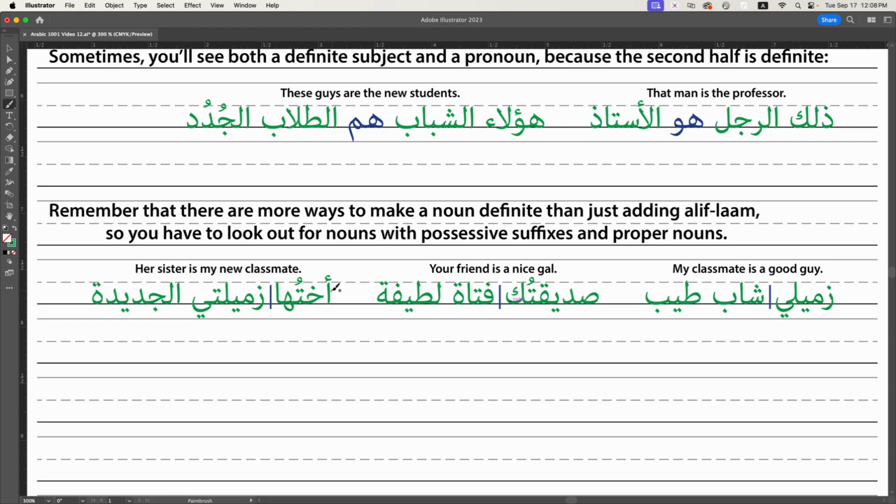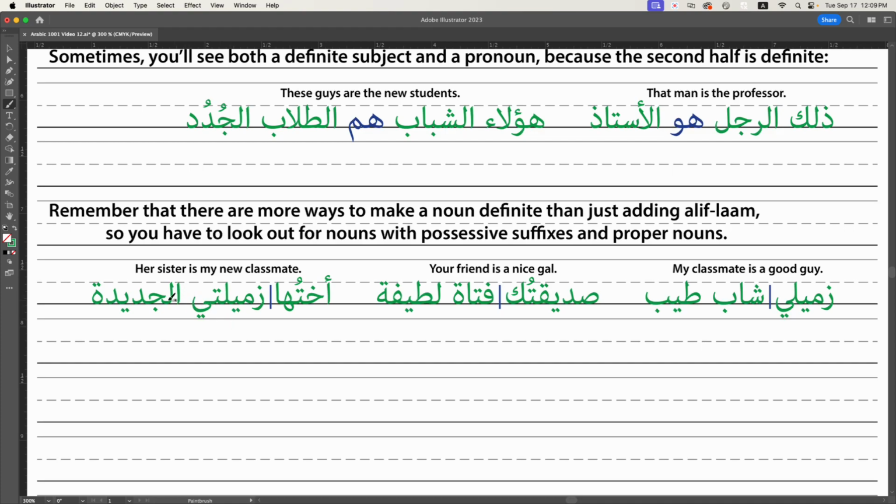This is what we call a case marking, and I'll talk about this in a very, very later set of videos. So ukhtuha, her sister, so the ha at the end, the her, makes this word definite. We can't say al-ukhtuha because it's too definite. Then we're going to say zamilati. So I've made her my zamila. And again, I've untied the ta marbuta here to change zamila into zamilati, my classmate.